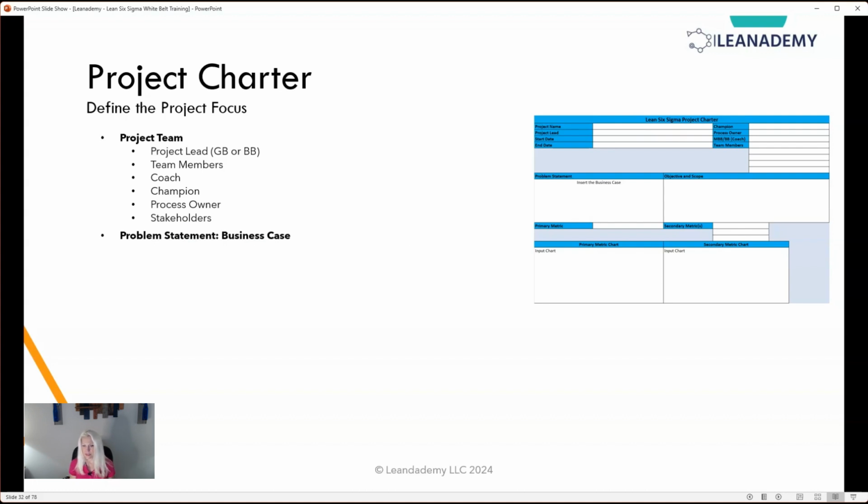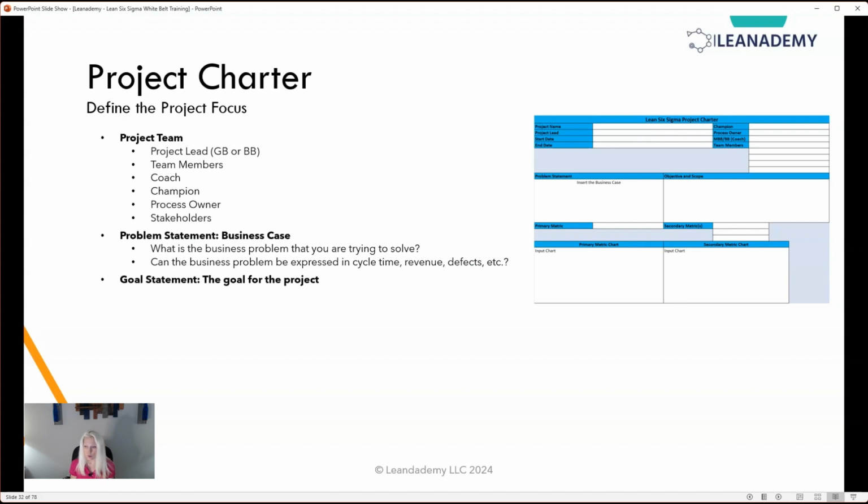So we look at the business case. What we're looking at here is, what is the business problem you're trying to solve? Can the business problem be expressed in cycle time, revenue, defects, or even some type of revenue? And then the goal, right? What's the goal of the project? What goal are you looking to achieve to fix the business case?